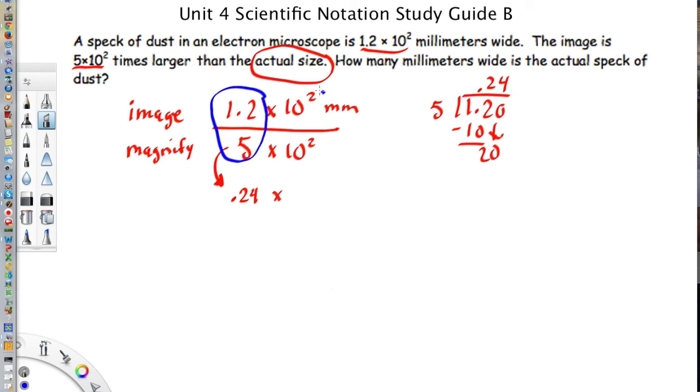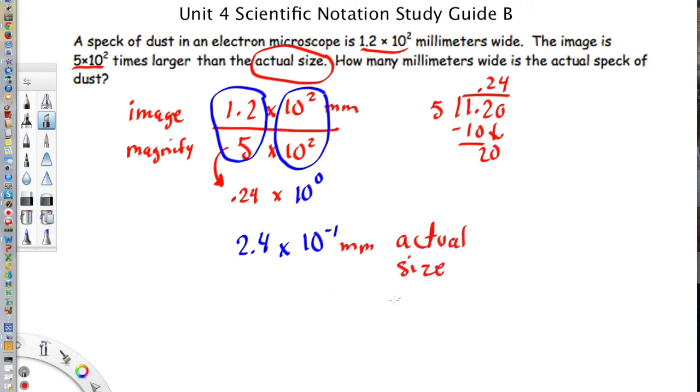Okay, we just divided like terms, and we're going to do the same thing here. We can pretty much already figure this out: it's going to be 10 to the 2 minus 2, or 0 power, which is really 1. Now this is not in scientific notation. I need to make my coefficient between 1 and 10, which is 2.4 times 10. I bumped it over 1, so I have to actually move this decimal point one place to the left, which is a -1 exponent, to get it back to its original size. So this here is the actual size of the particle, which is really 24 hundredths of a millimeter.